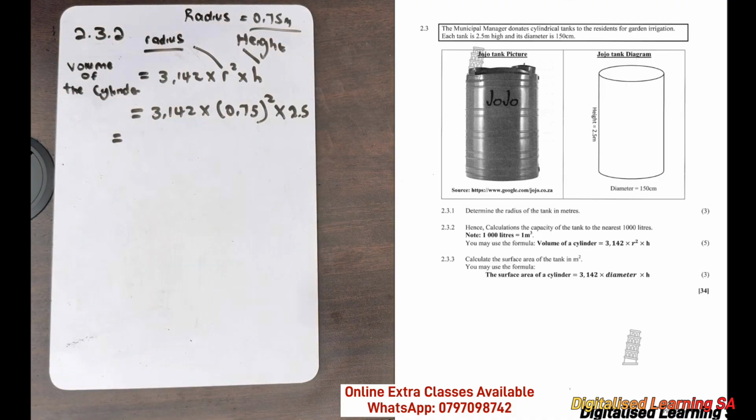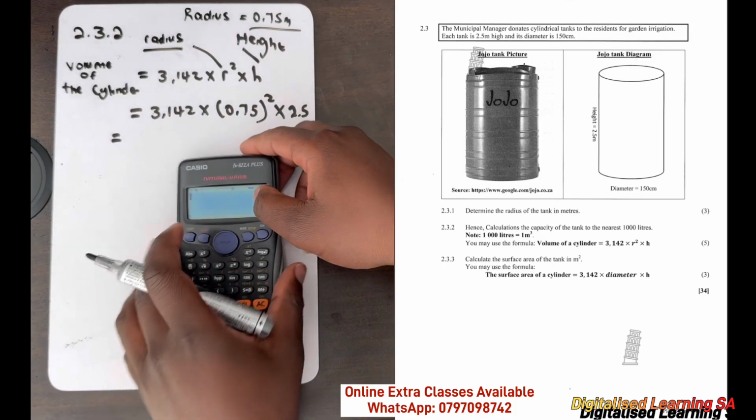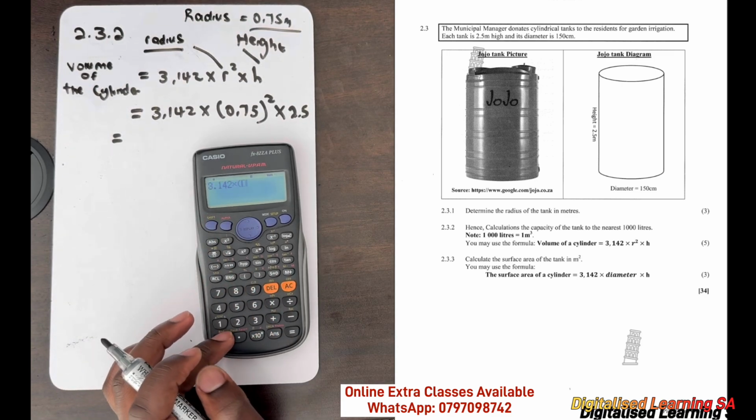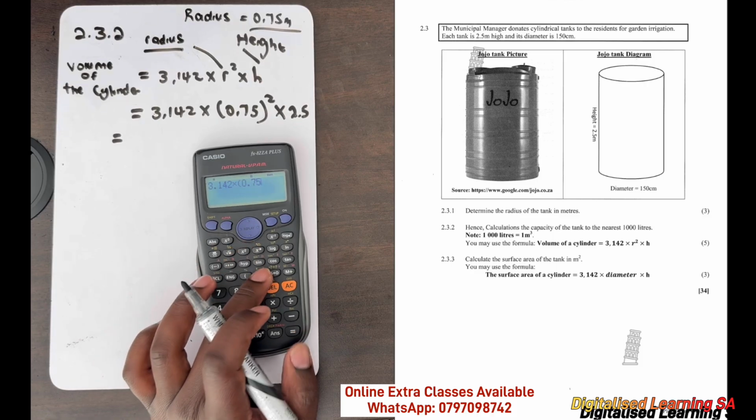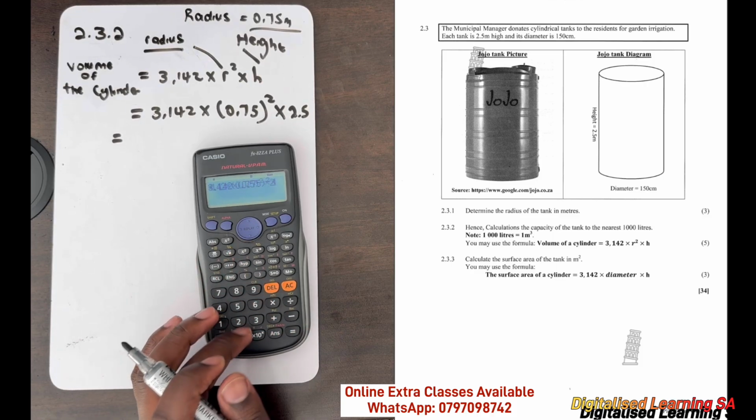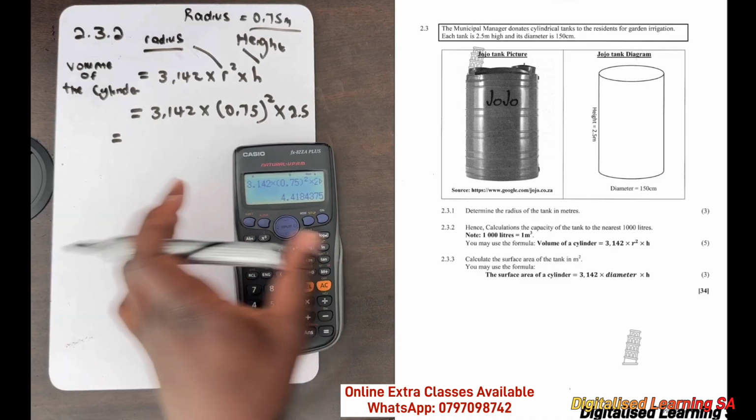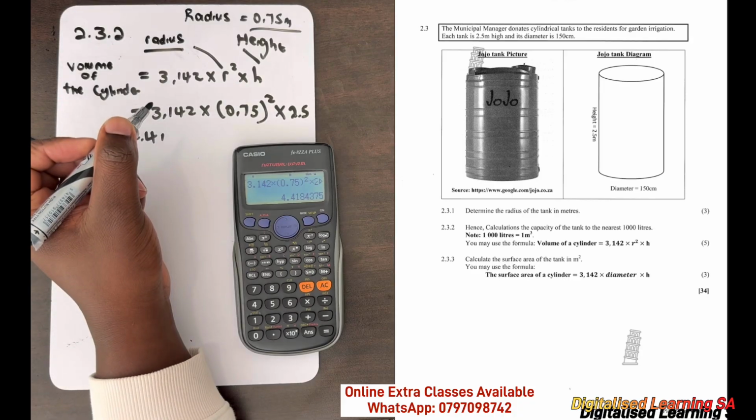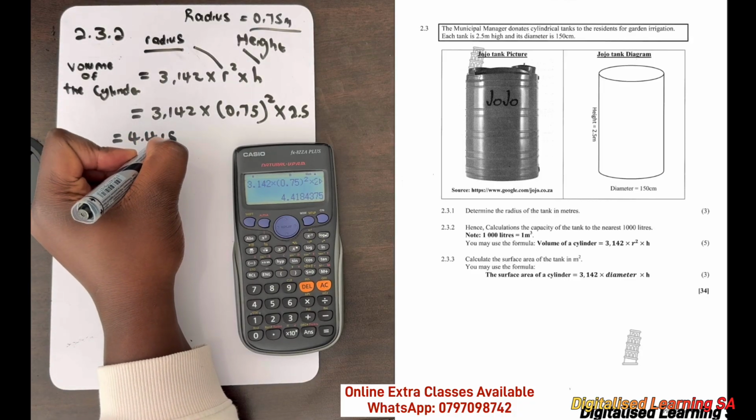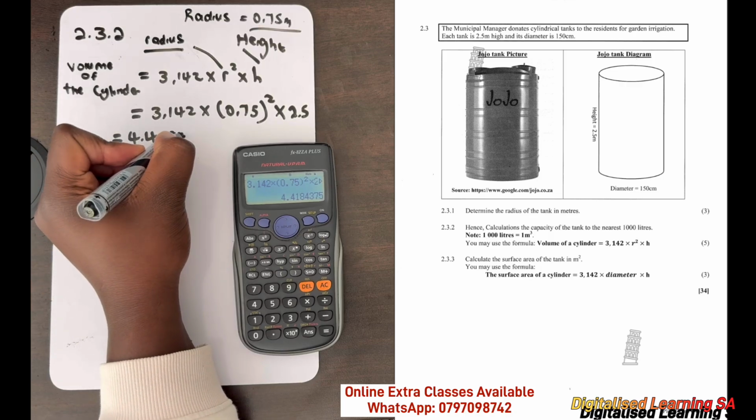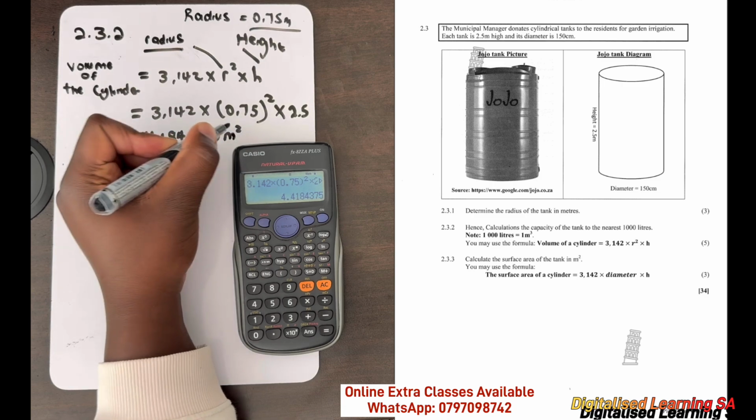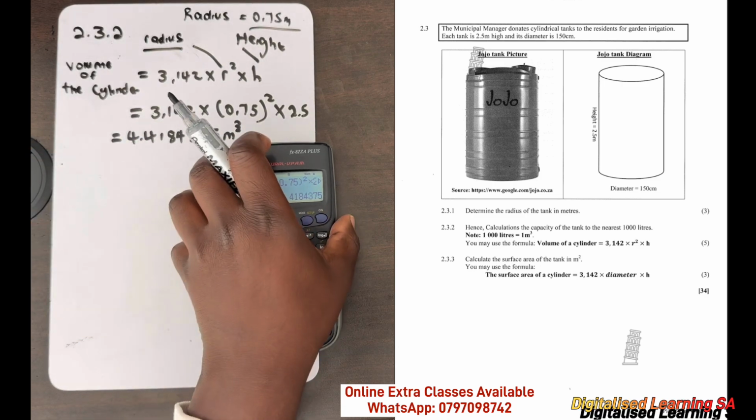So now we will go ahead and calculate our volume. It will be 3.142 multiplied by 0.75 to the power 2 multiplied by 2.5, and our answer will be 4.4118437.5 meter cube.